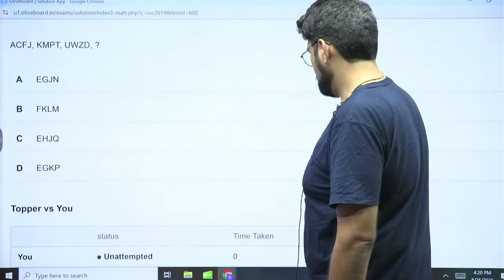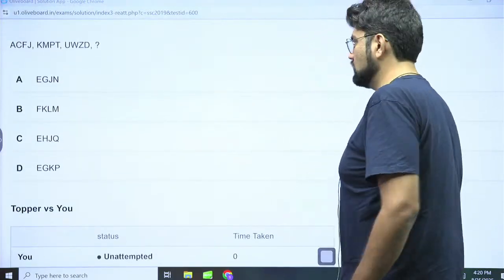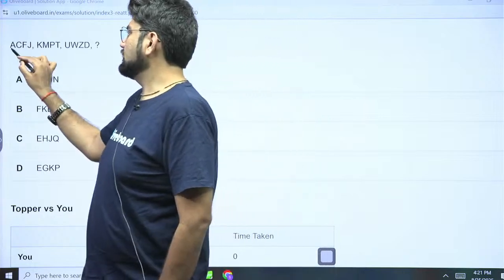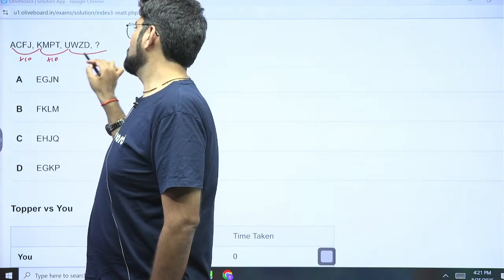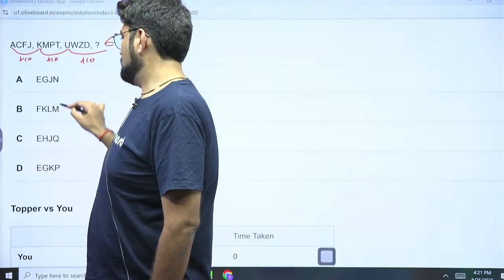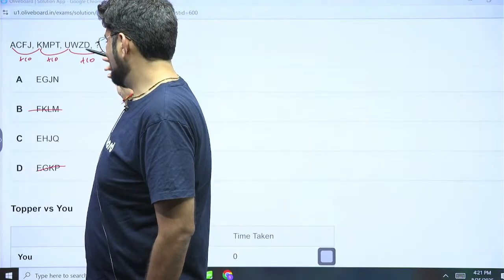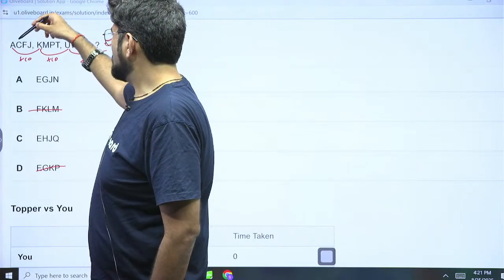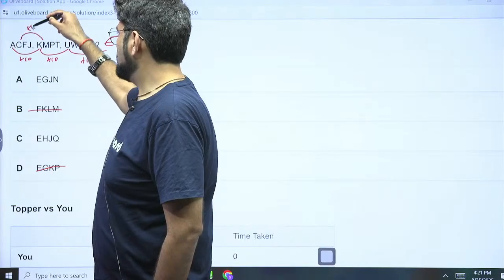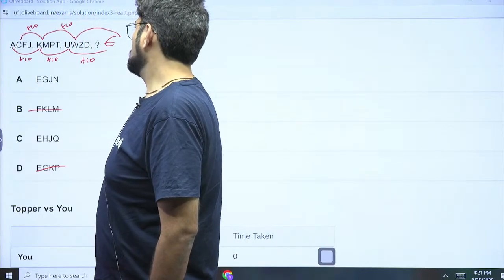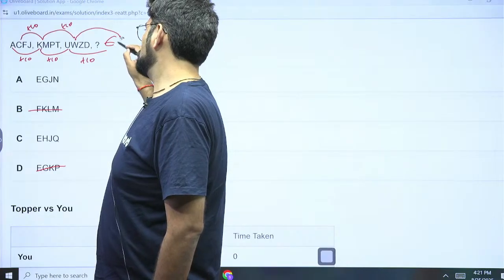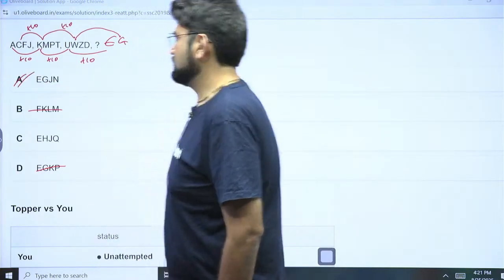Okay, next. Letter series, I believe this is pretty easy. Should not be a problem. So this is 1, this is 11, so we are adding 10. 11, 21, we are adding 10. 21 plus 10, this is E. So we'll start with E. Second letter, I think 3 and 13, again plus 10. 13 and 23 plus 10. 23 and 33. 33 minus 26 is 7. 7 is G. E, G, option A is the right answer.